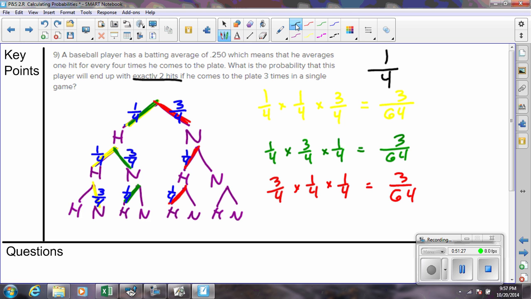These three pieces are the probabilities for each of the individual paths that we had. So the probability of all three of those combined, 3 plus 3 plus 3, gives us 9 out of 64.